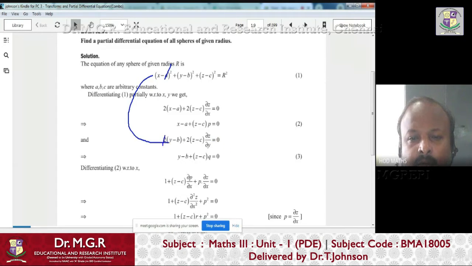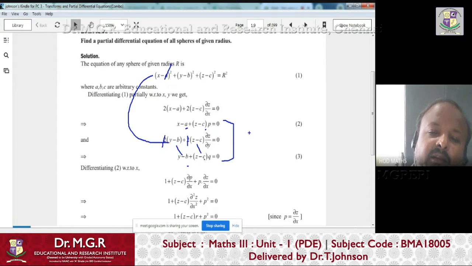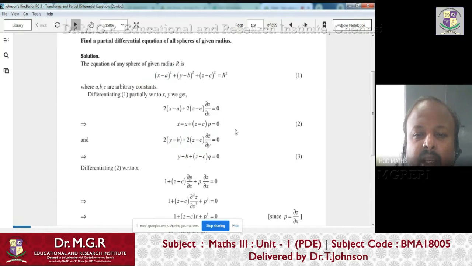And then again you cancel 2 and 2: y minus b as it is, z minus c as it is, into q equals 0. Right? So this is only a first derivative. But still it is not a PDE because it contains the arbitrary constants a, b, and c. So we can't qualify it as a PDE, because in a PDE, no arbitrary constant should be there. All arbitrary constants should be eliminated.